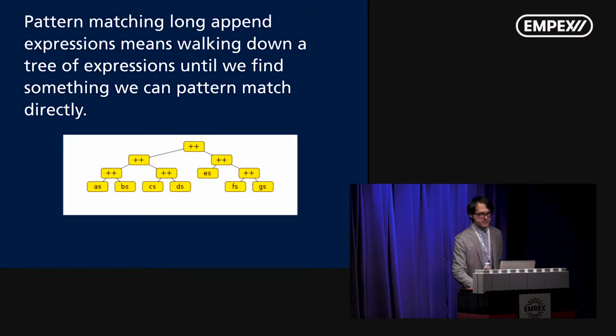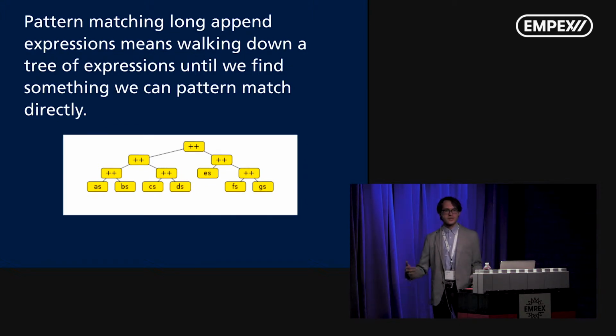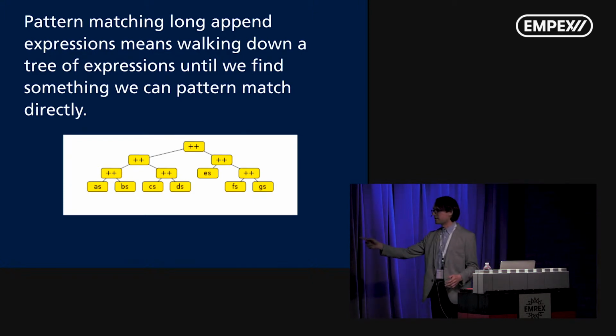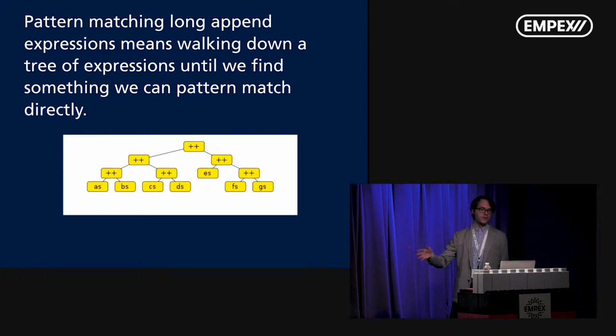The reason for this is that when you pattern match those long append operations, you're basically walking down a tree of expressions until you find an actual list or item you can pattern match on. If you have a very large amount of nested appending, it can take a long time, computationally speaking, to find that exact value you want to pattern match on. So this one's not too bad, it's just 3 from the root, but you can imagine you have to do that for all of them until you finish.